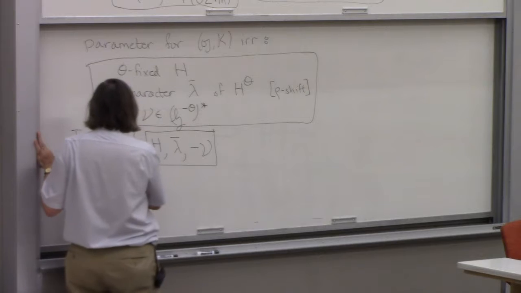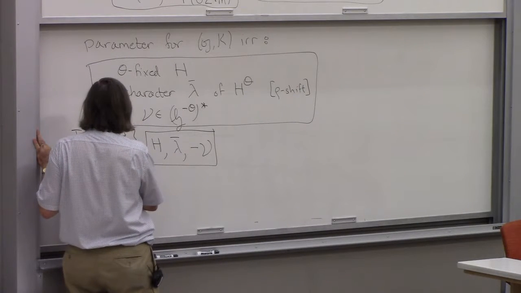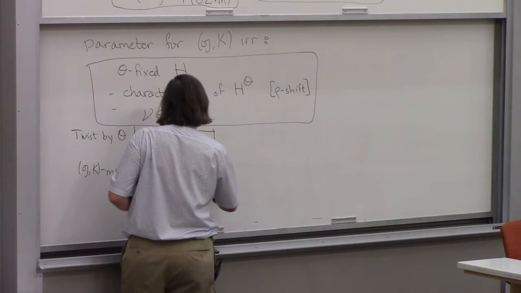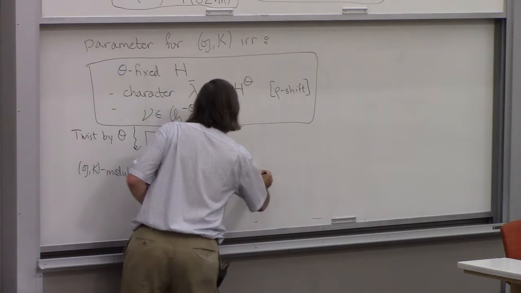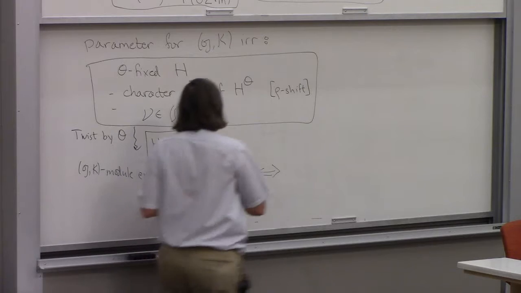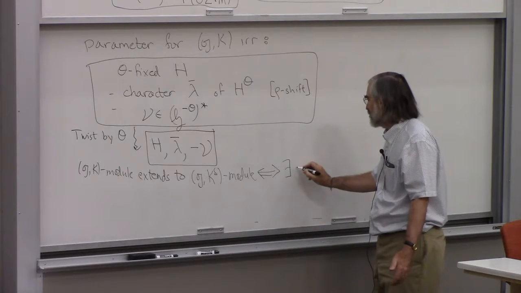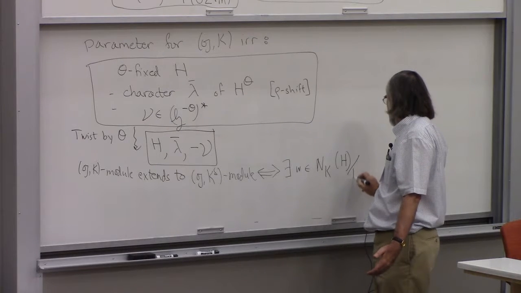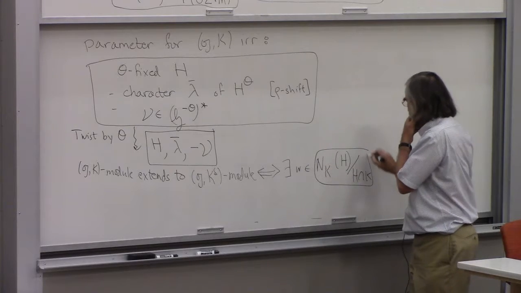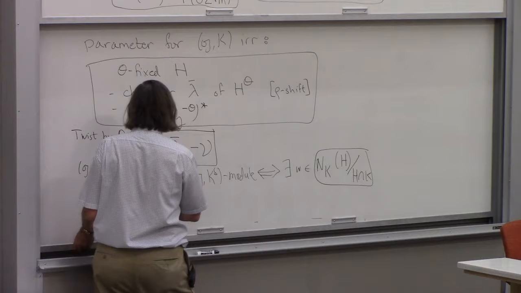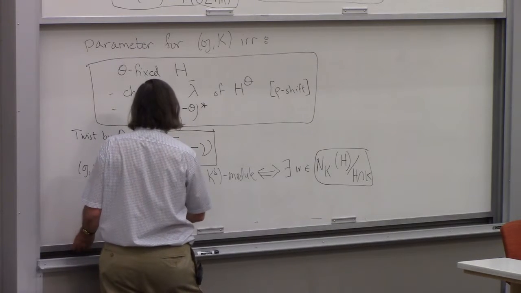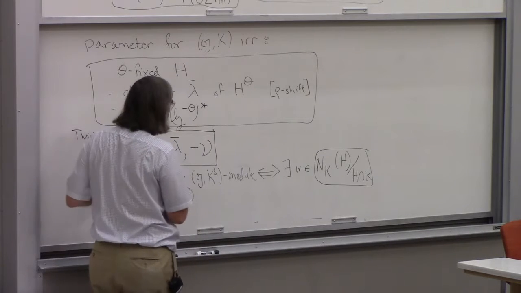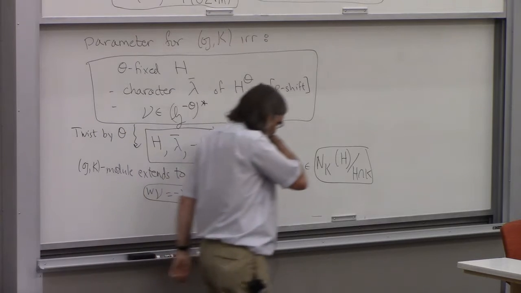So the conclusion is that this GK module extends to a GK delta module if and only if there has to be some W in the normalizer in K of H modulo H intersection K, with the property that W nu is minus nu. And how do I say this?